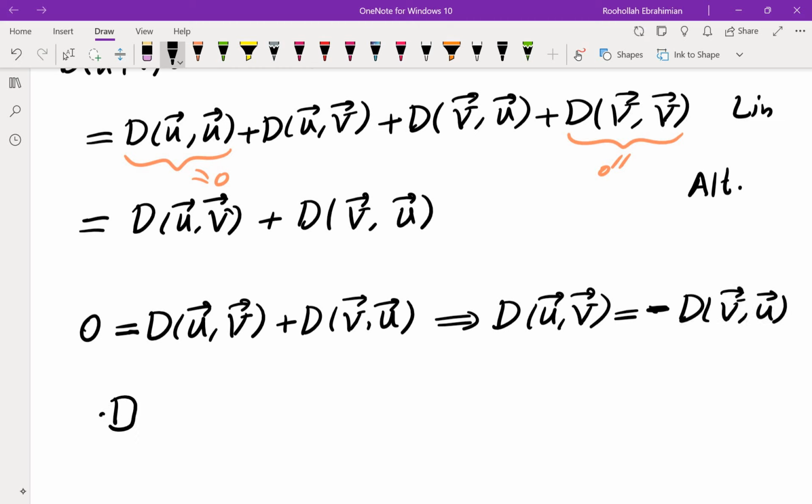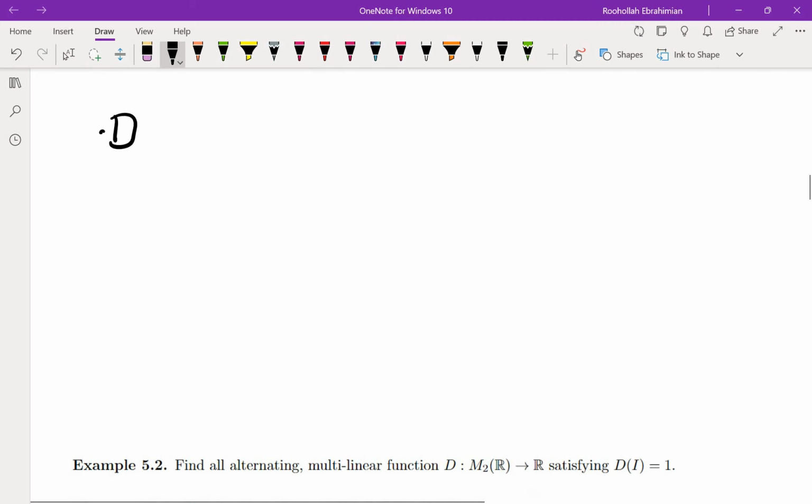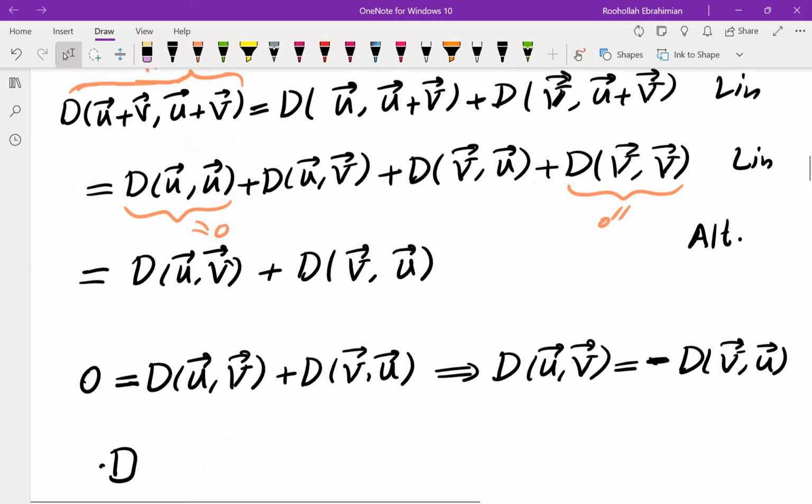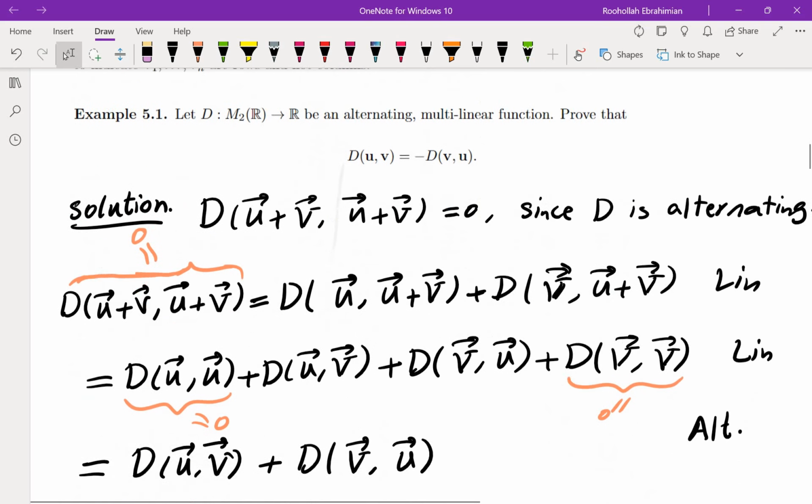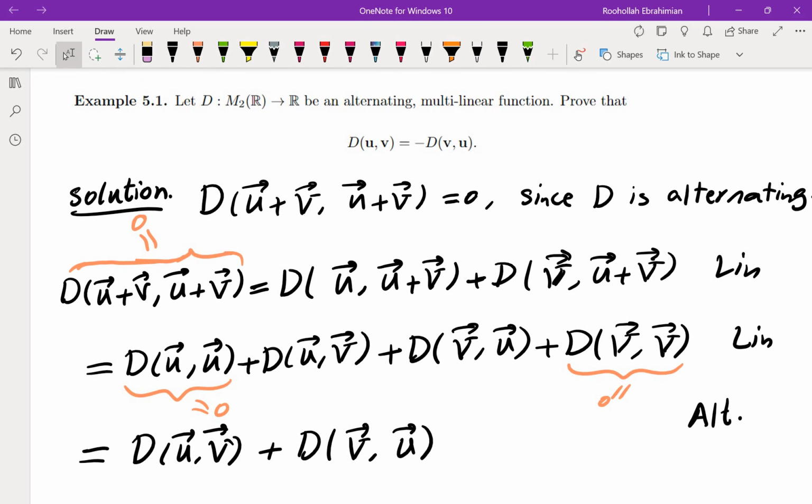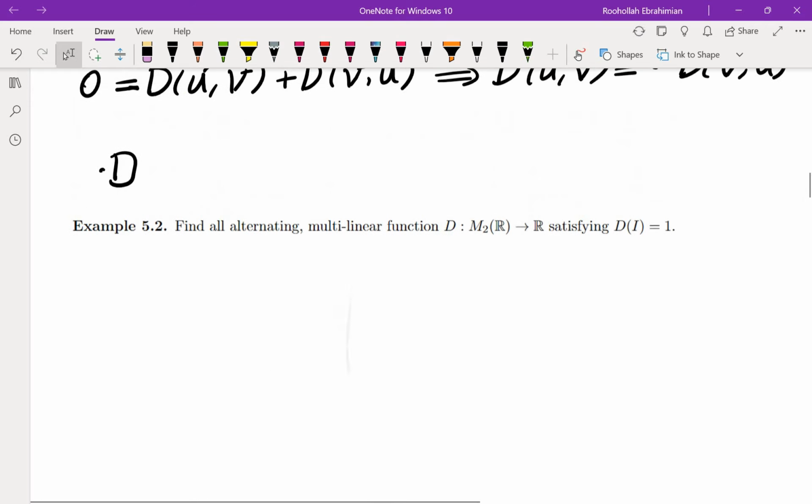And that is the end of the proof for this one. Now, really, if you think about this one, we didn't really use the fact that it's a 2 by 2 matrix. We only used the fact that it's alternating and multilinear. So we will see that this is in fact true for any n by n matrix.